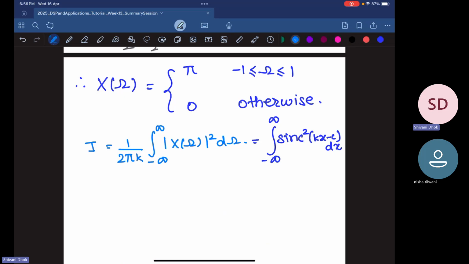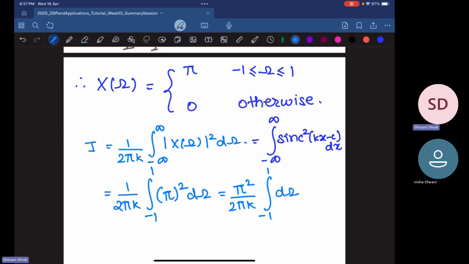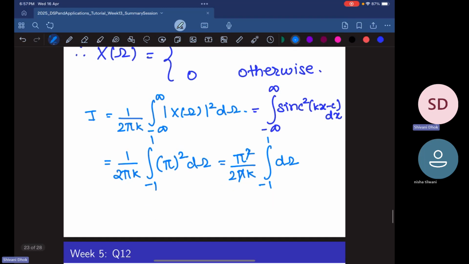Okay, so now let us substitute the X of omega that we have got. What is X of omega? X of omega is equal to pi, but in the range of -1 to 1. So therefore we get 1 over 2 pi k integral, which is non-zero only between -1 and 1, of X of omega, which is pi, squared, d omega. Now pi squared is a constant, so I can take it outside the integral. So I have pi squared by 2 pi k integral from -1 to 1 d omega. So one pi gets cancelled, and then we have pi by 2k, and this integral from -1 to 1 d omega is simply the difference between the upper and lower limit, which comes out to be equal to 2. So this 2 and this 2 also get cancelled. So what we are left with is pi by k.